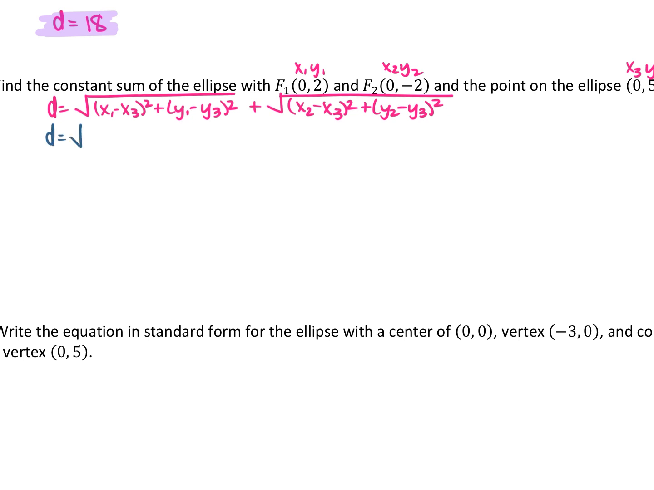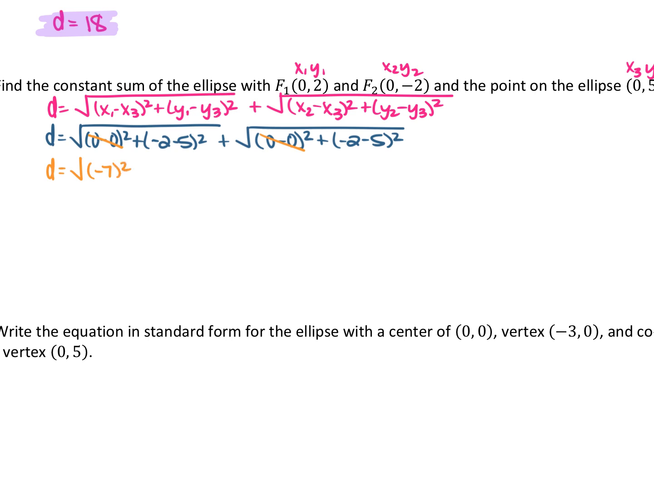So we plug our values in. That'll give us the square root of 0 minus 0 squared plus negative 2 minus 5 squared plus the square root of 0 minus 0 squared plus negative 2 minus 5 squared. This will simplify to cancel out the 0 minus 0 squared under both radicals. No, sorry, this first one is positive. 2 minus 5 is negative 3 squared, and the second one is the negative 7 squared. So that'll give you the square root of 9 plus the square root of 49, which is just 3 plus 7, giving you your constant sum of 10.